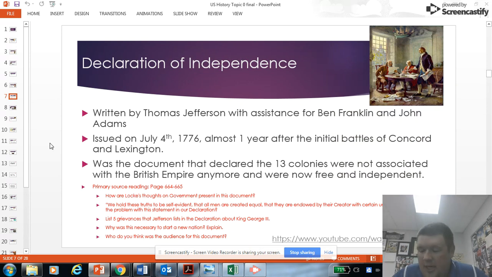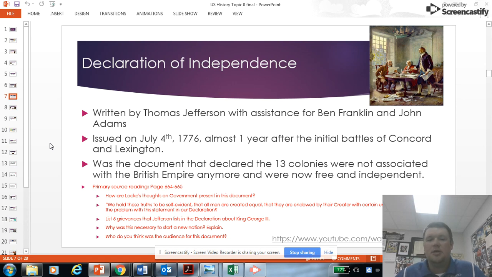Written by Thomas Jefferson, with a lot of assistance from Ben Franklin and John Adams, which is rarely talked about. Thomas Jefferson's given most of the credit, but both of them play a major role in this as well. Issued on July 4th, 1776, almost 1 year after those first battles of Concord and Lexington that we talked about in our last episode, was the document that declared the 13 colonies were not associated with the British Empire anymore. They were now free and independent to do as they see fit, which was a major declaration. Nobody had really tried doing anything like this before, declaring your independence from a European power.